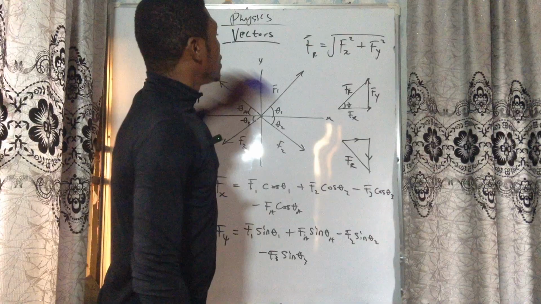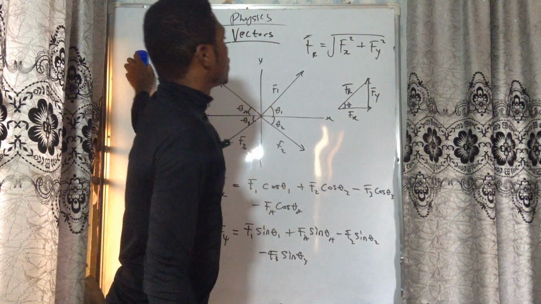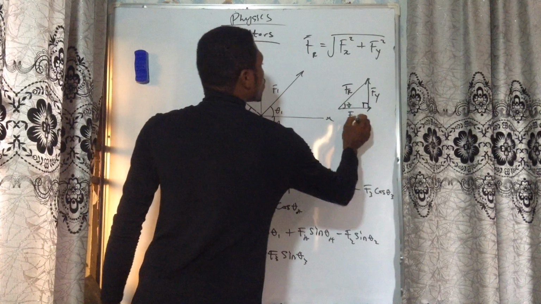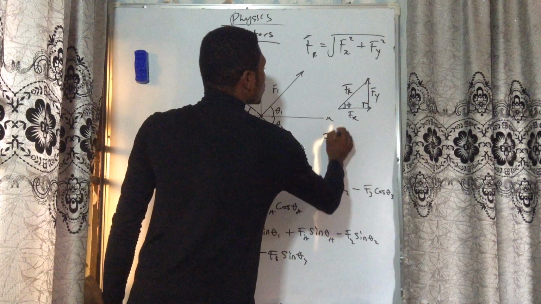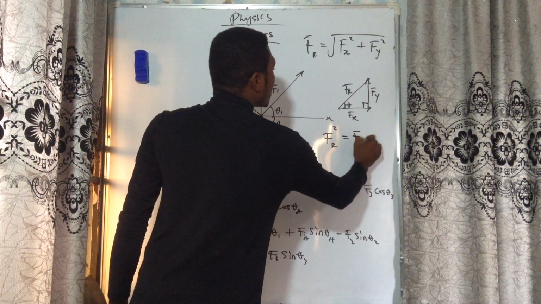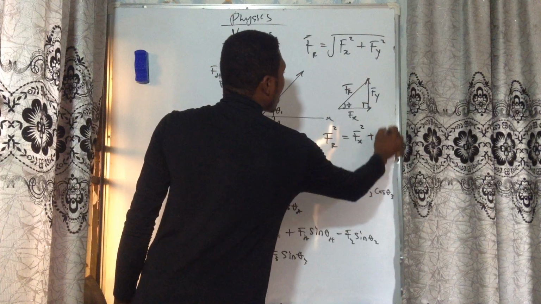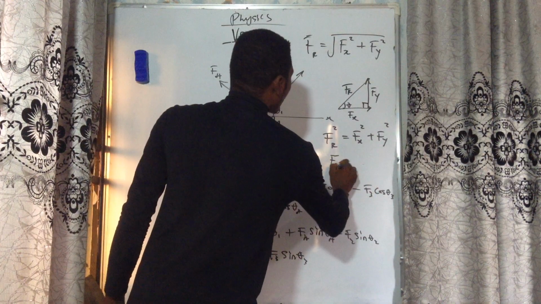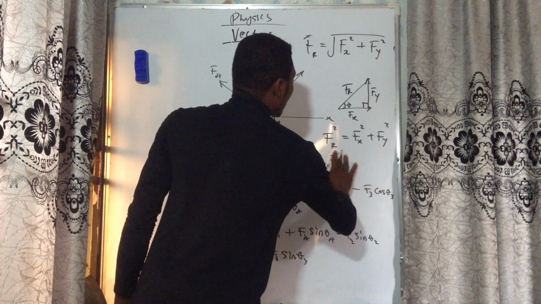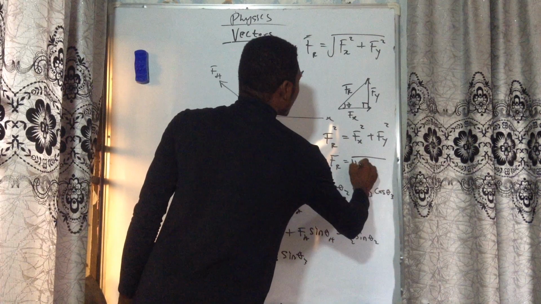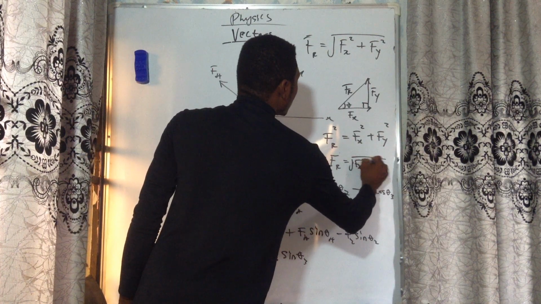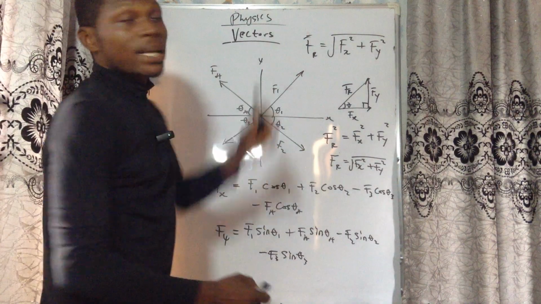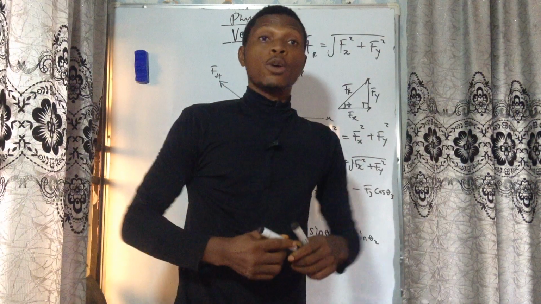So now this is the resultant. From Pythagoras theorem, we now have FR squared is equal to Fx squared plus Fy squared. Therefore FR is equal to the square root of Fx squared plus Fy squared. You see? So it's from Pythagoras theorem, or some call it Pythagorean theorem.